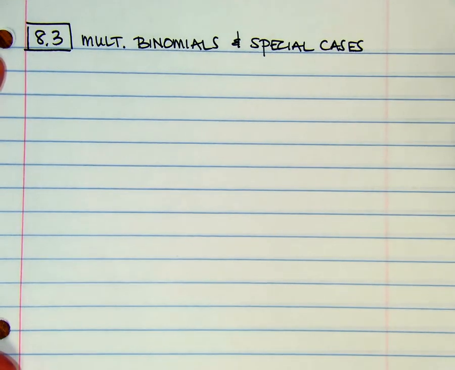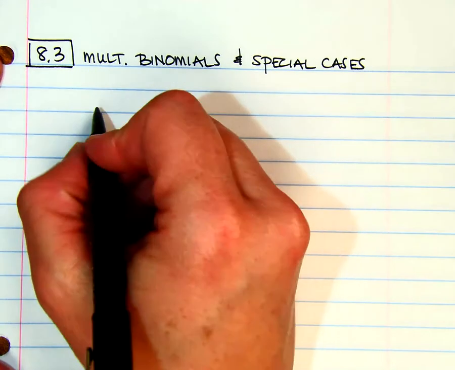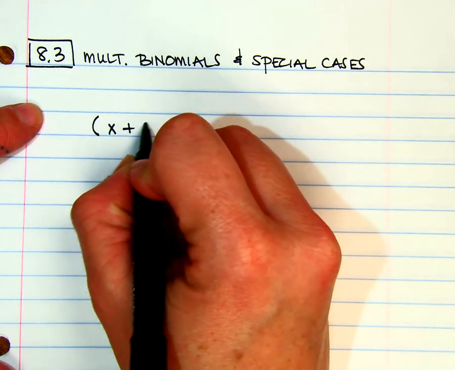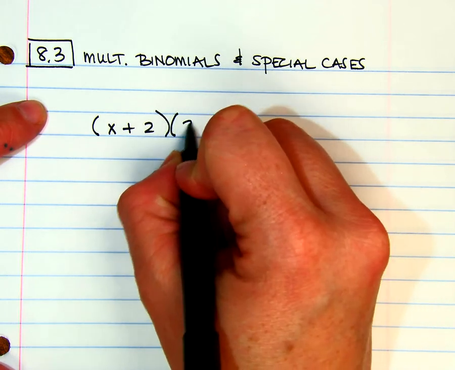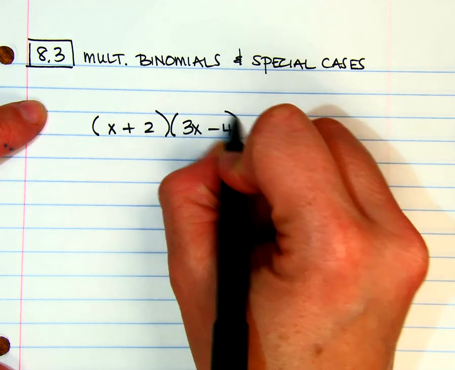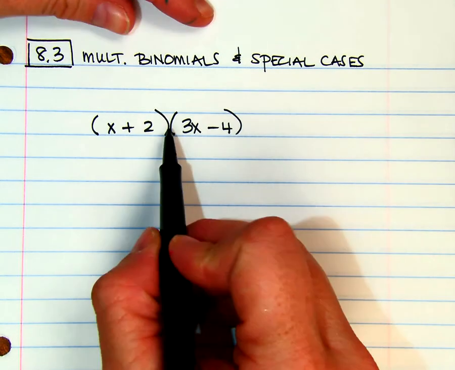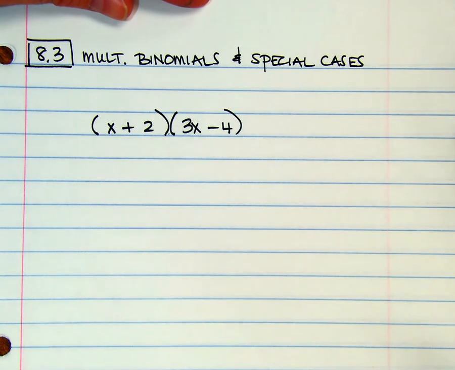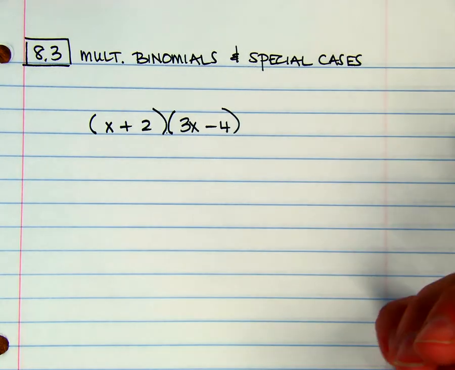Okay, so multiplying binomials and special cases. We talked about a binomial having two terms, and so we have two binomials. Notice from before, from 8.1, we were adding or subtracting these. Now we are multiplying. This is just a fancy way of doing the distributive property.